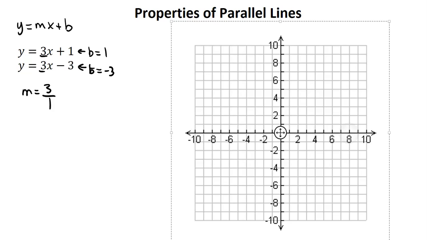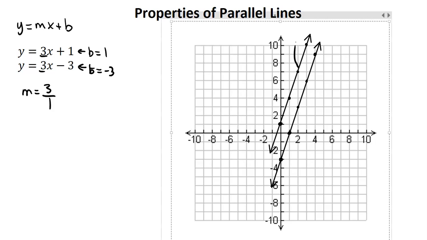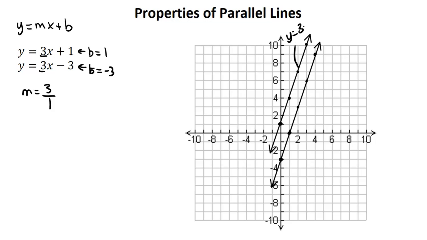And so if I graph these two lines, here's what they're going to look like. The first one's going to have a y-intercept of 1, then it's going to rise 3 over 1, like so. And then the other one is going to have a y-intercept of negative 3, and it's going to rise 3 over 1, rise 3 over 1, rise 3 over 1. And so I'm going to continue that pattern, and I'm going to draw a line between those points. So as you can see, the first one is y equals 3x plus 1. And the next one is y equals 3x minus 3.